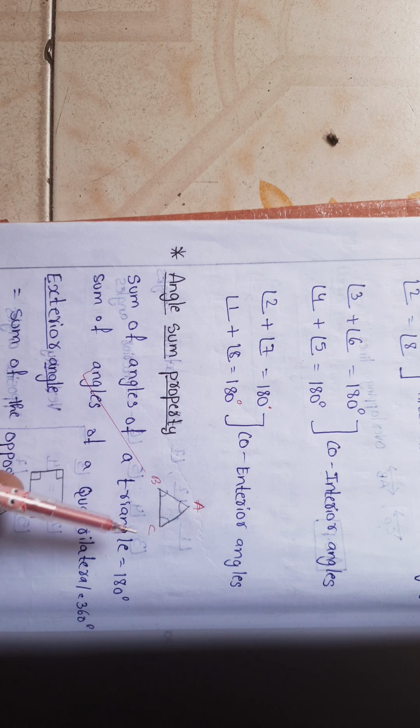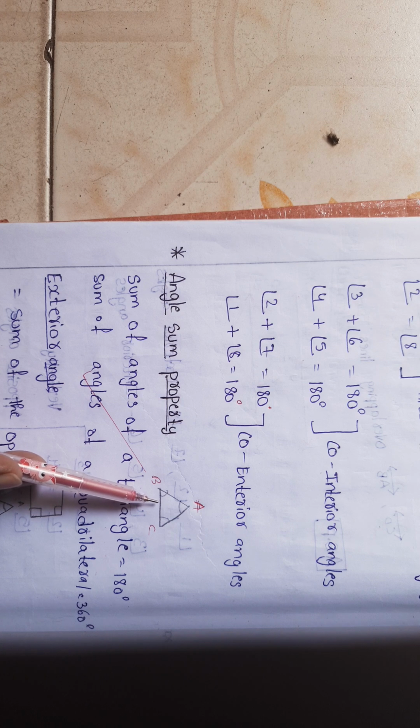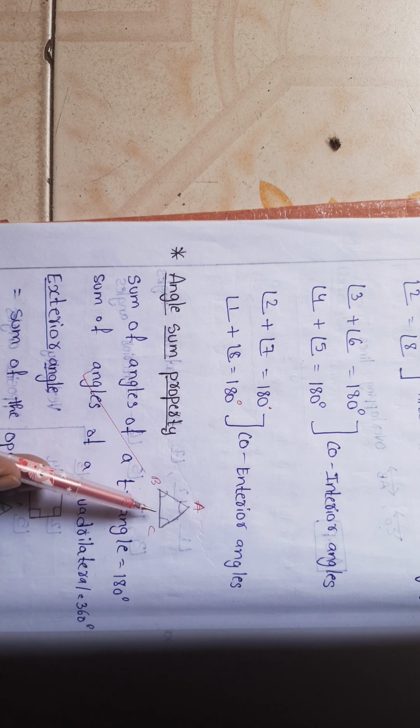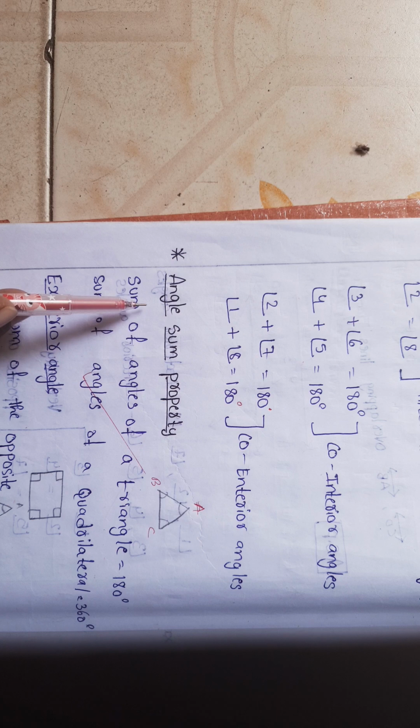Don't be confused. A triangle is a 3-sided figure, and a quadrilateral is a 4-sided figure. The sum of 4 angles is 360 degrees, and the sum of 3 angles is 180 degrees. This is a triangle, this is a quadrilateral. Both we call the angle sum property.